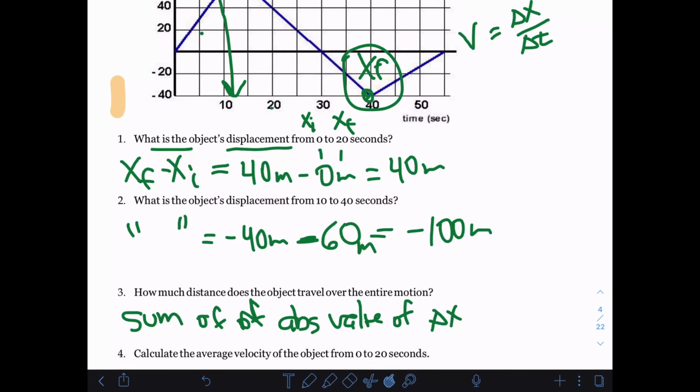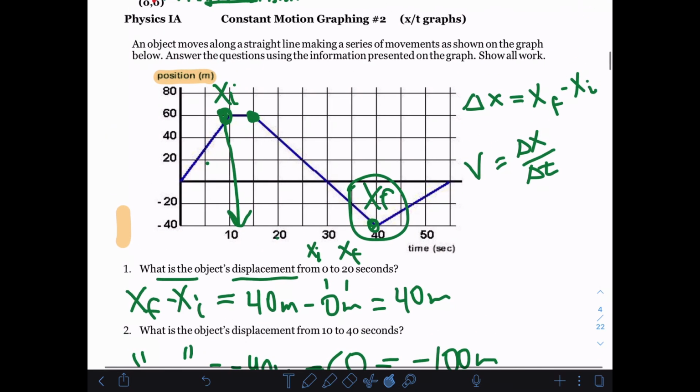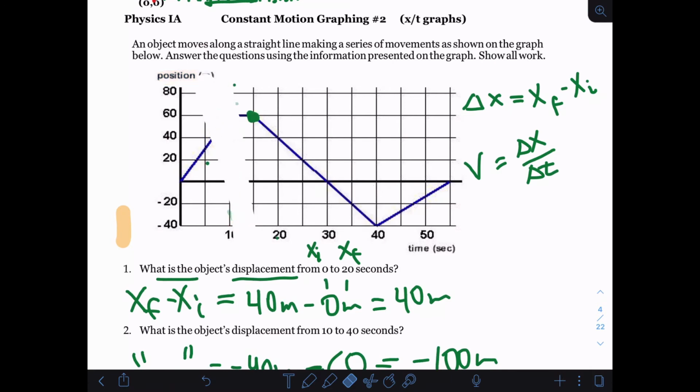If we look at the back and forth motion, how much distance does it travel over the entire motion? Well, let's take a look at that. Entire motion means the entire graph. And what I want you to follow along with me now is how I label this. I'm going to label this in terms of segments of motion. I'm just going to pick, kind of crudely, these frames here from, say, 0 to 10, 10 to 15, 15 to 40, and then 40 to 55.